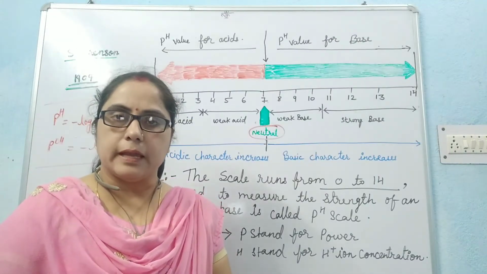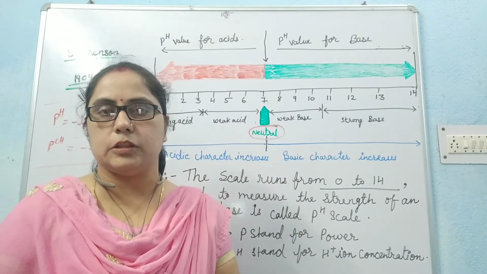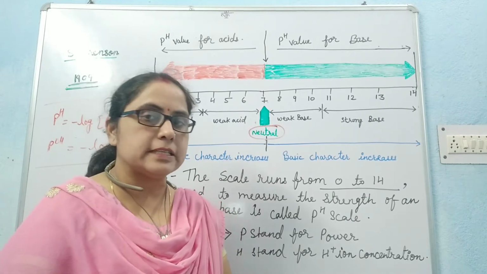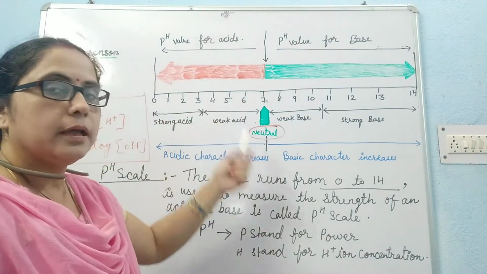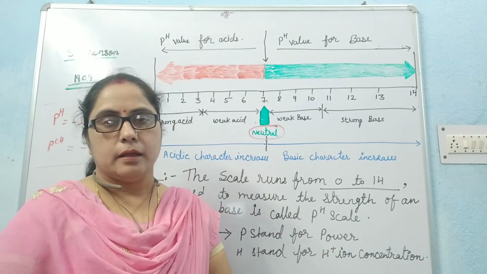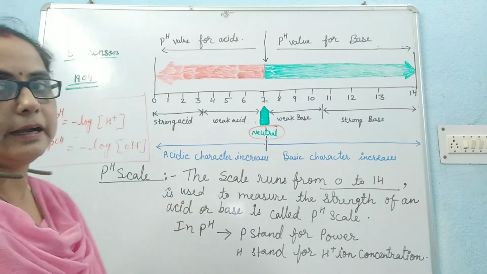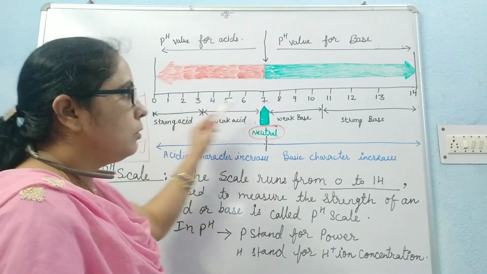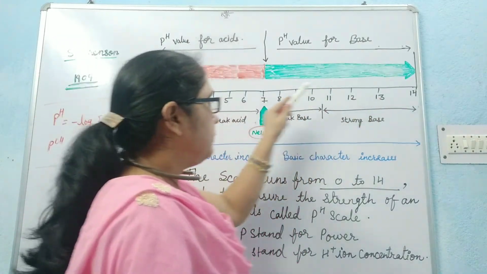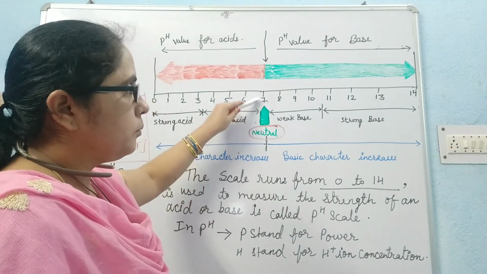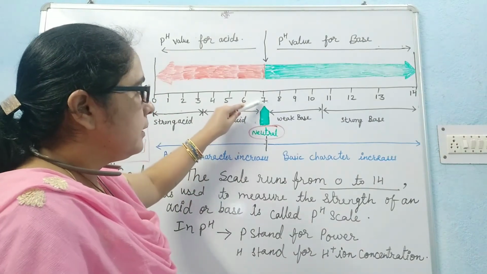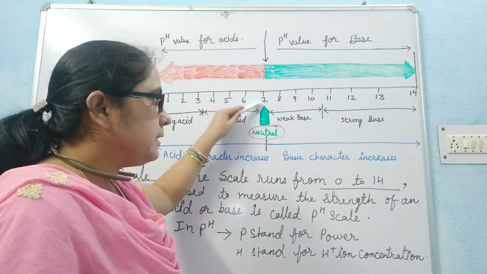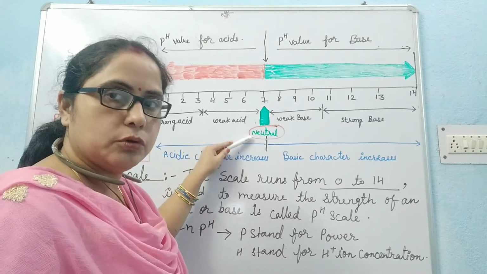Students, we can measure the relative strength of an acid or a base with the help of a scale. That scale is called pH scale. This scale was made by S. Sorensen in 1909. This scale runs from 0 to 14. In the middle of this scale, the number 7 is present. If the pH value of a given solution is 7, it indicates the solution will be neutral.